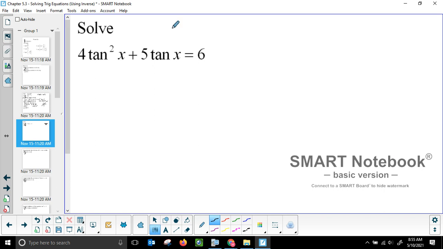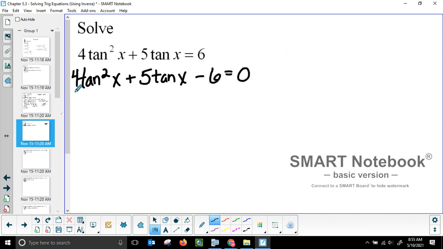Okay, so let's take a look here. We have 4 tan squared x plus 5 tan x minus 6 is equal to 0. Now our a is something other than 1. So when I factor, I'm going to do my trash can method here. So a times c is negative 24, and b is 5. So this looks like it should be 8 and negative 3. 8 times negative 3 is negative 24, and 8 plus negative 3 is 5.